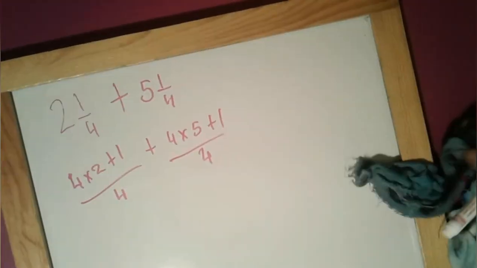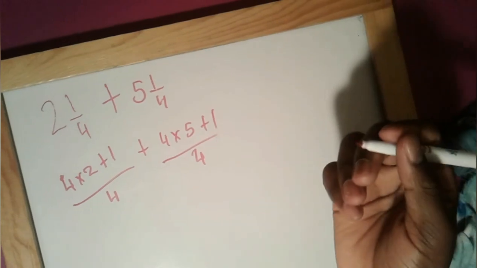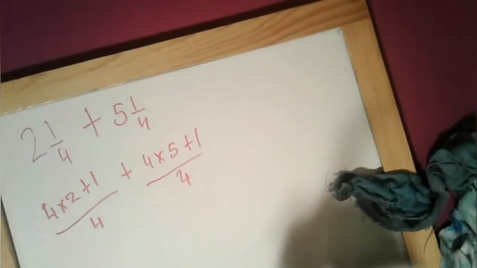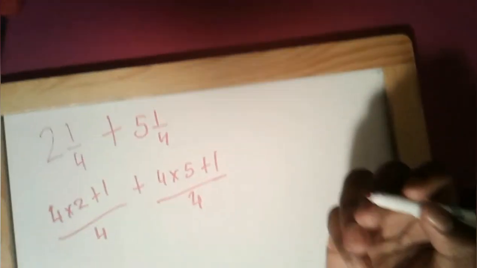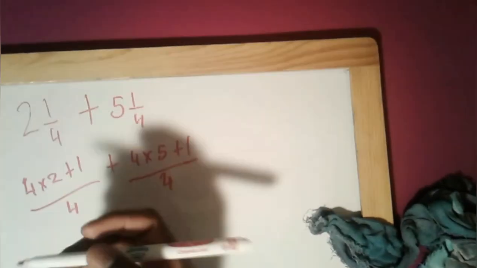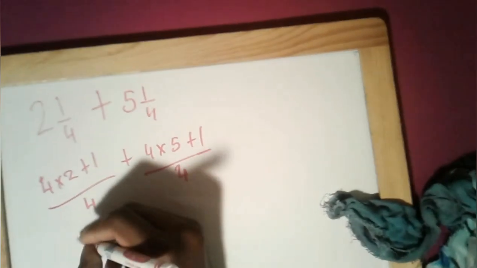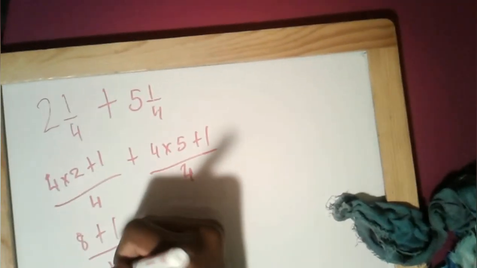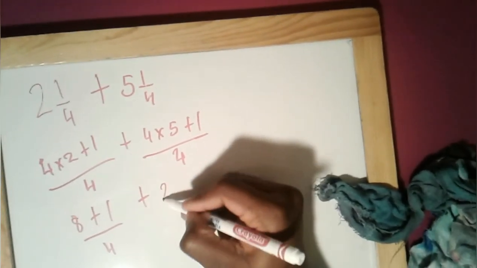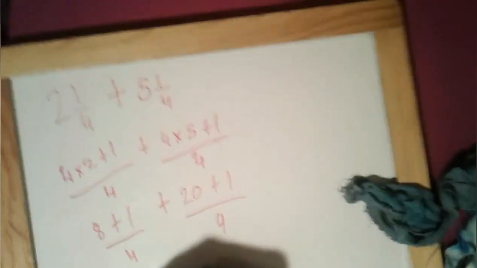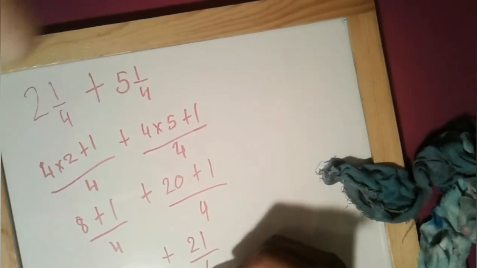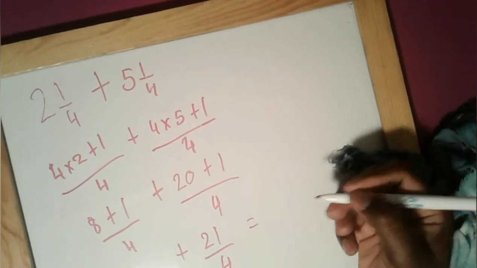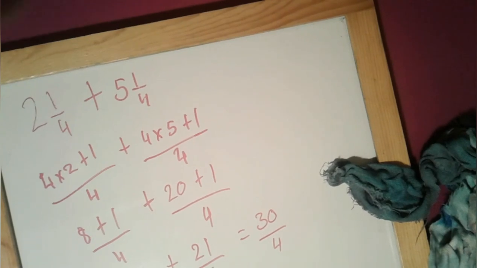So in math, mostly in grade 8, you must put the work in a line, because when you put the equal sign here, it will confuse you, and you miss a lot of work. So if it's like that, 8 plus 1 out of 4, and here it will be 20 plus 1 out of 4. So it will be 9 out of 4 and 21 out of 4. So now when you add it, you guessed it, 30 out of 4.